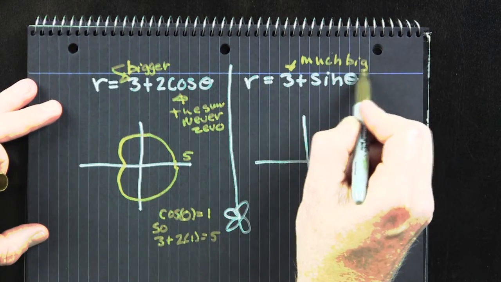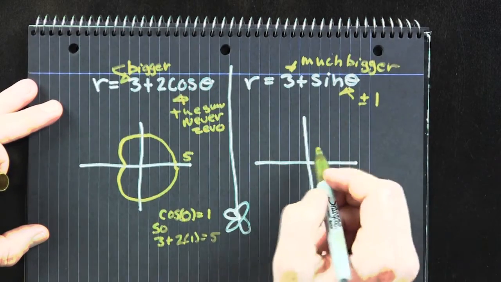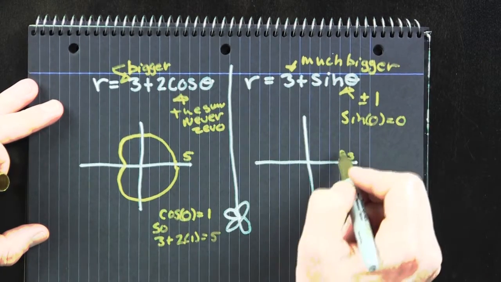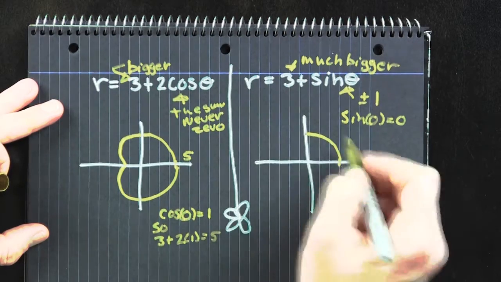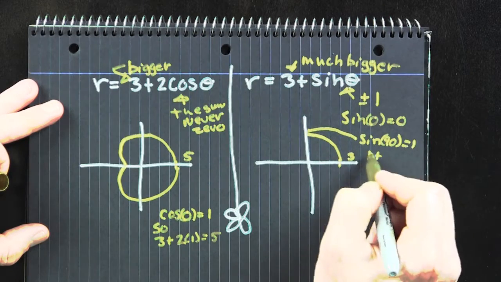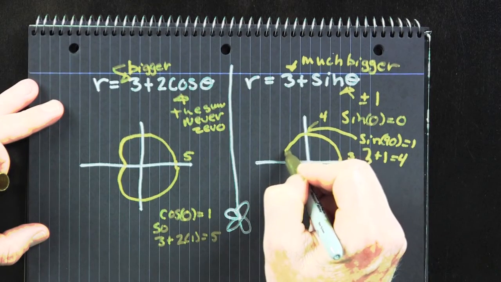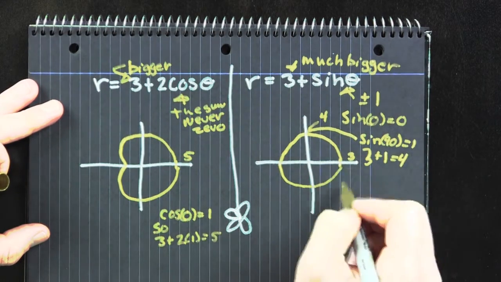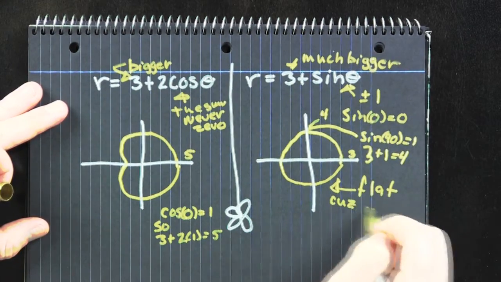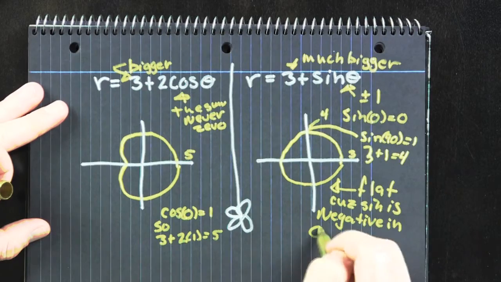More limaçons. That one's much, much bigger. That means when you're subtracting 1, it doesn't mean much. And it's the sine, so it affects the y value. Cosine affects the x value. When the sine of 0 is 0, so it starts at 3, boom, that big value right there, that should be 4. Why? Because the sine of 90 is 1, and 1 plus 3 is 4, so that's 4. It goes around, and then we get flat down here. Why? Because the sine is negative in the third and fourth quadrant, so it's subtracting from 3, and that's why it's flat down there, see?